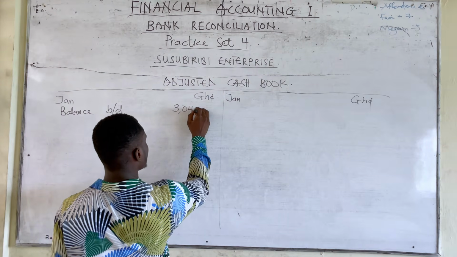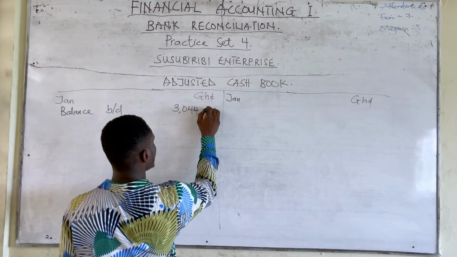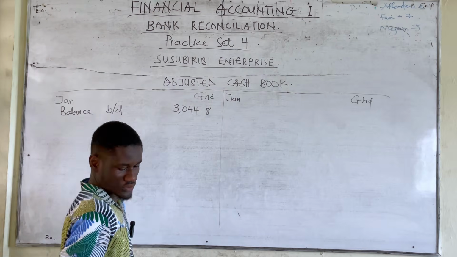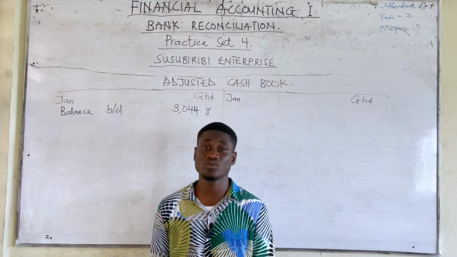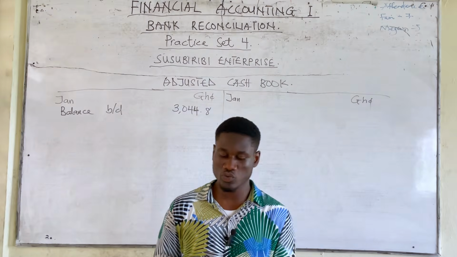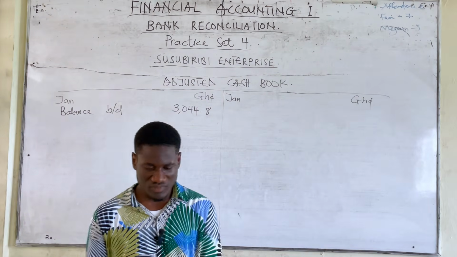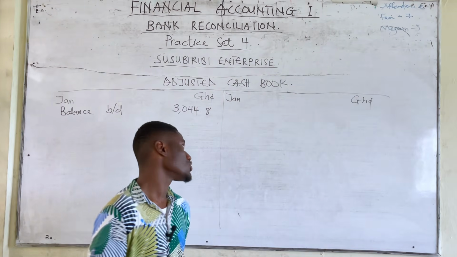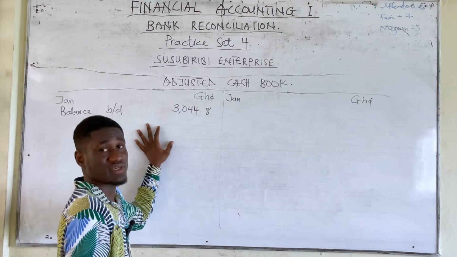3,044.8. Good. So that's our balance BD. We've done what we are supposed to do with the balance. Good. CD is at the credit side, so definitely the BD will be at the debit side.